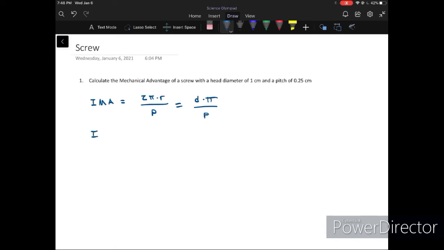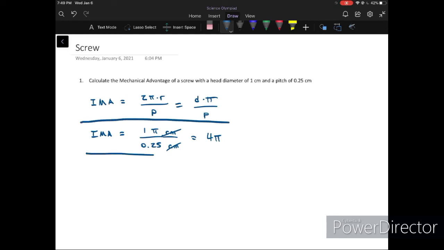So in this case, our ideal mechanical advantage of our screw is going to be equal to 1 pi over 0.25 centimeters. And those cancel out. We will come to an ideal mechanical advantage of 4 pi for our screw in this problem.